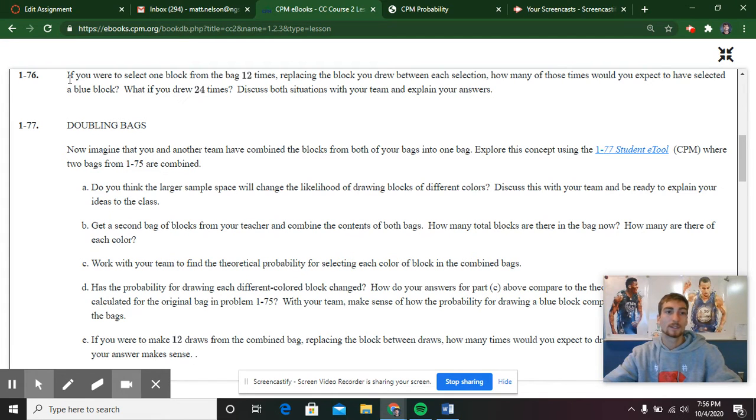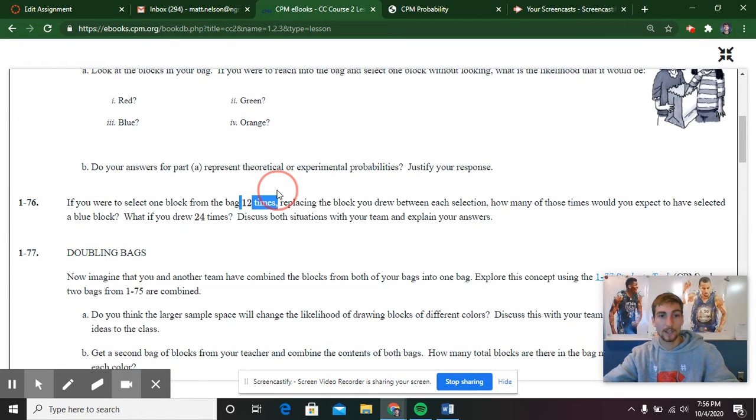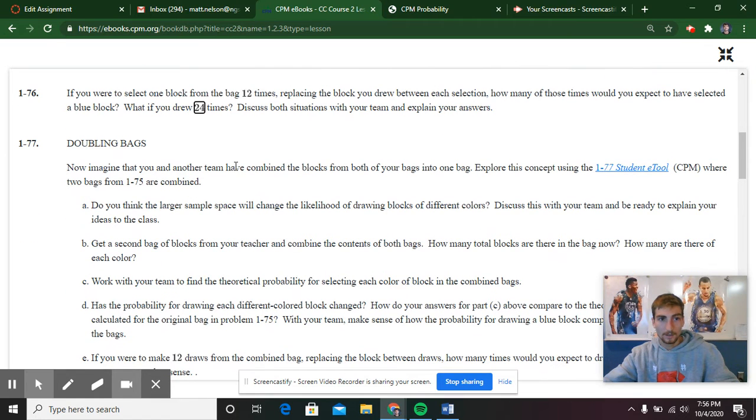And then we have 176. It says if you were to select one block from the bag 12 times, replacing the block you drew between each selection, how many of those times would you expect to have selected a blue block? What if you drew 24 times? So again, we're talking about our sample space. All right. So if I drew from the bag 12 times compared to 24 times, is that going to change my probability?